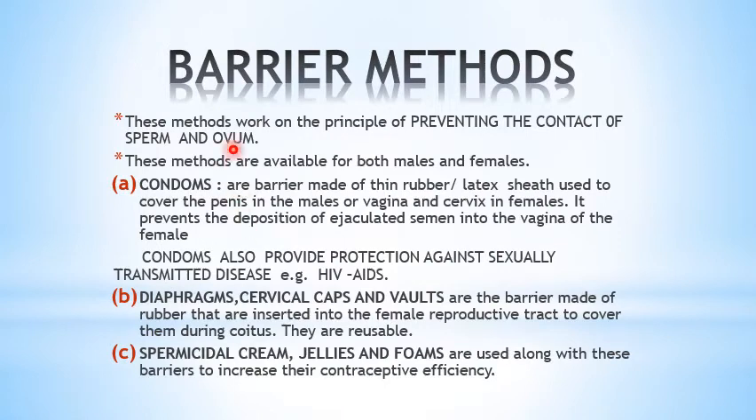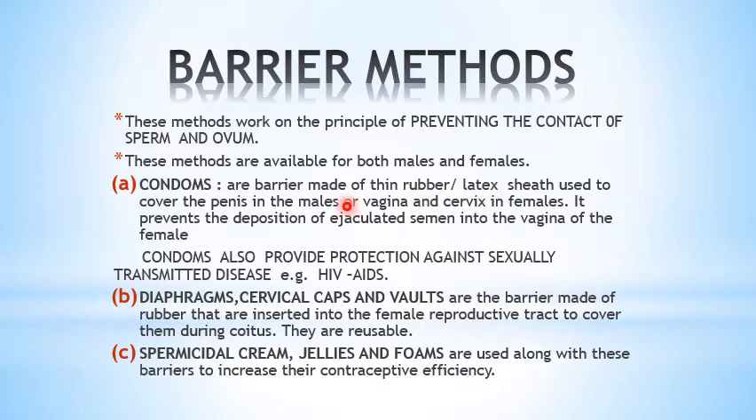The first is barrier methods. These methods work on the principle of preventing the contact of sperm and the ovum. And these methods are available for both males and females.